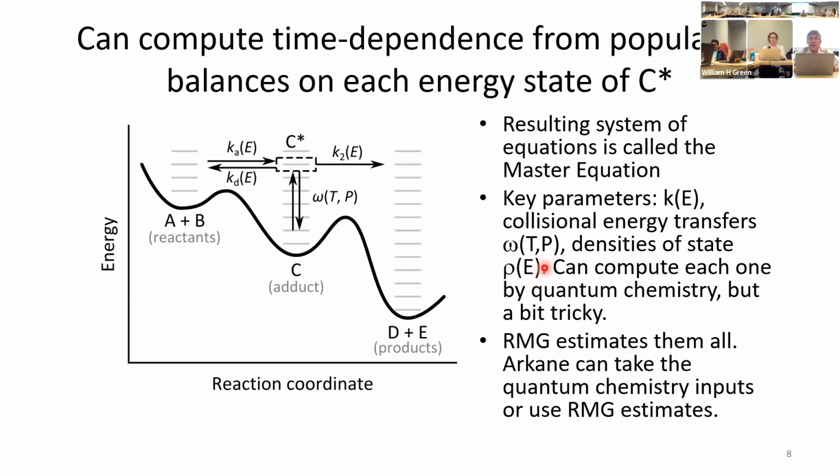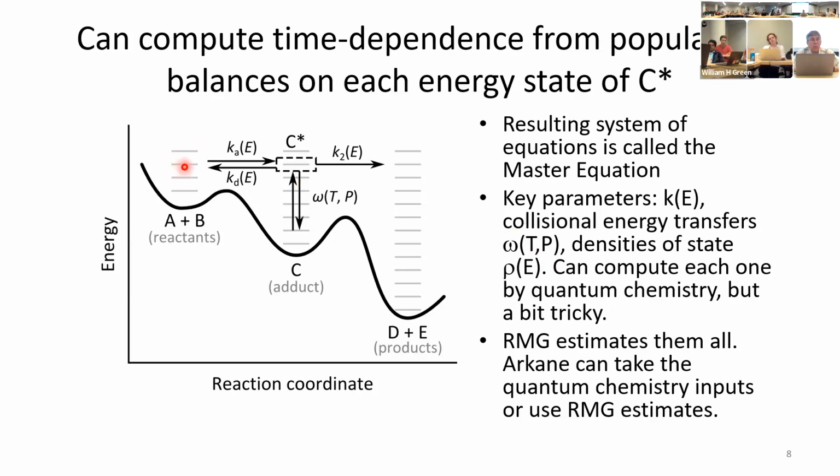Rho(E) is the microcanonical analog of the partition function that shows up in thermo. So in Boltzmann canonical thermo, you get this thing Q(T). You have probably dealt with that. Rho(E) is the analog. It's like how many quantum states are there in each little band of energy? And so it sort of affects the equilibria.